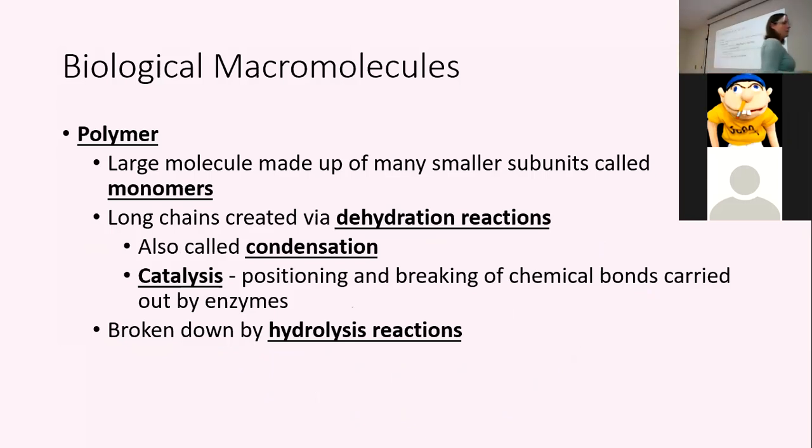And frequently in biological systems, there are enzymes that are helping with this. When we talked about chemical reactions and reaction rates and that we can speed them up using enzymes, this is one of those times where that is happening. You have enzymes in your body that are working to make and break polymers, depending on what your body's needing to do, right? And that process is called catalysis, right? Positioning and breaking the bonds between monomers and polymers.